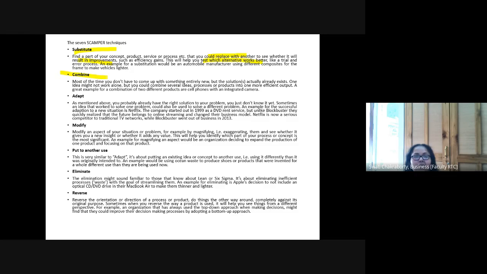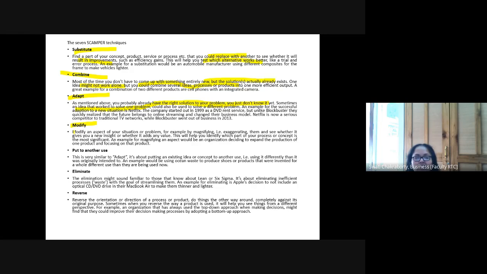Combine: most of the time you don't have to come up with something extremely new, because the solution already exists. One idea may not work alone, so you combine several ideas, processes, or products into one efficient output. Adapt: you have the right solution to your problem, but you don't know it. Sometimes an idea that was used to solve one problem can be used to solve a different problem.